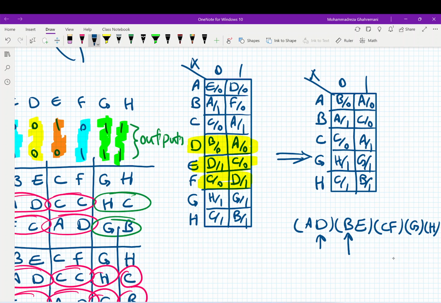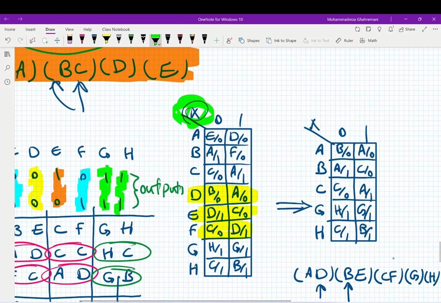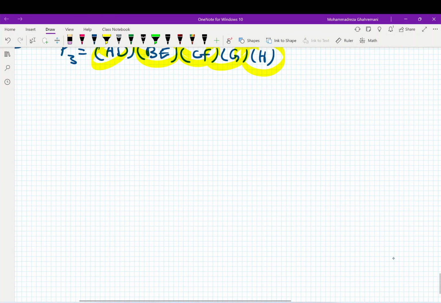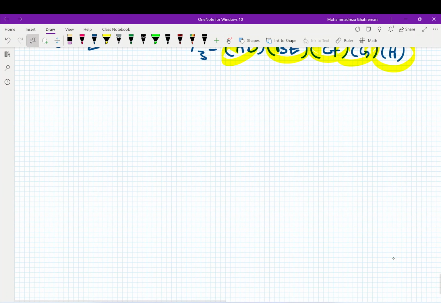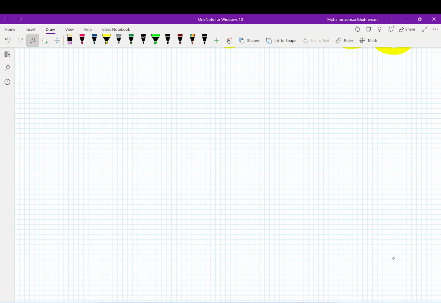Okay, let's see one more example. This example has 2 inputs. So far our examples had 1 input. One input X means 2 possible combinations: X is 0, X is 1. But if we have 2 inputs, there are 4 different combinations. So let's see one example with 2 inputs.